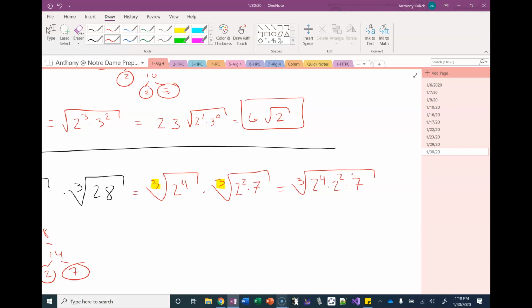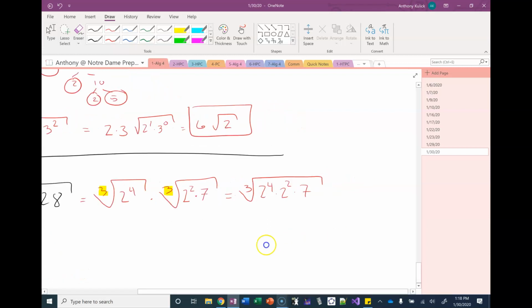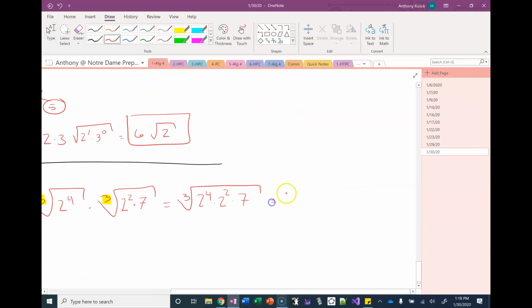And what is 2 squared and 2 to the 4th? Can I combine those? Because they're both 2's. How many total 2's would I have? 6 of them. Okay. So now we're ready to do our exchange. So what would my final answer here be?